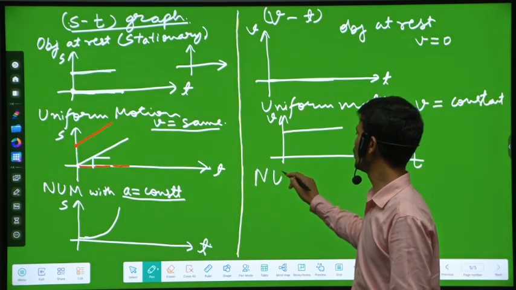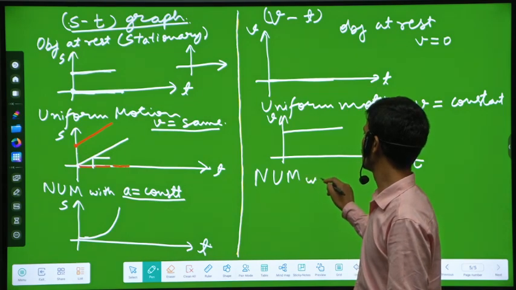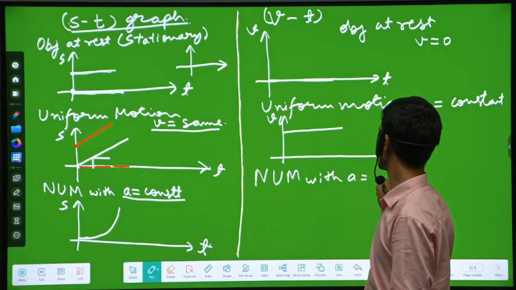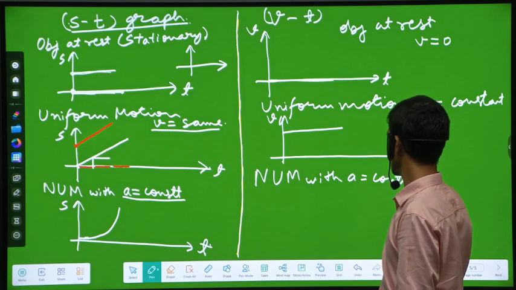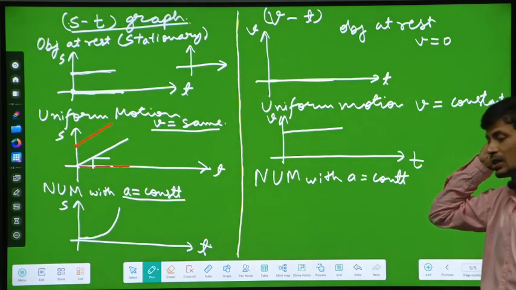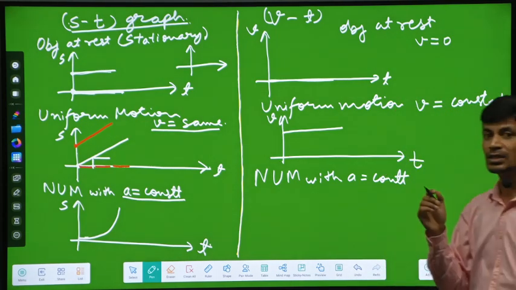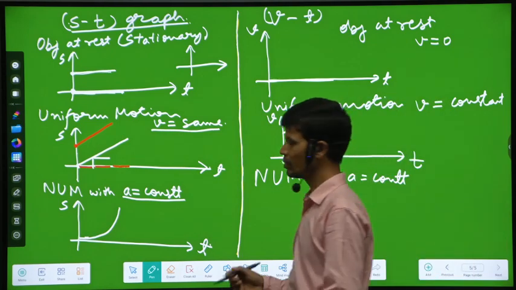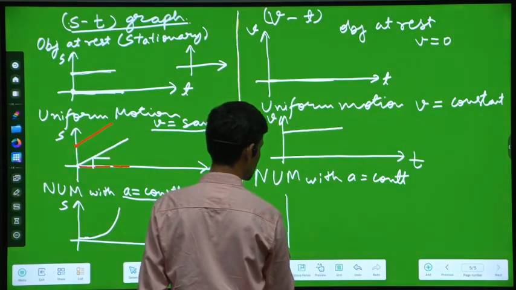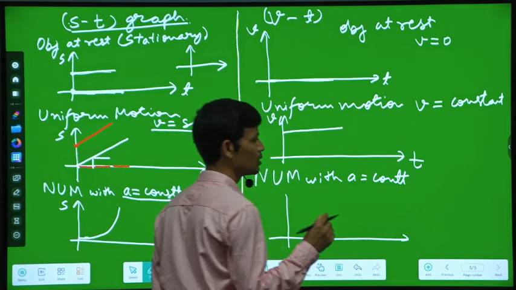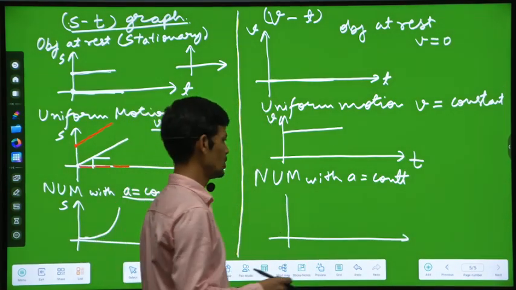Next, non-uniform motion with constant acceleration. It means there is an acceleration. It means velocity is increasing, maybe decreasing also, because acceleration is associated with change in velocity.